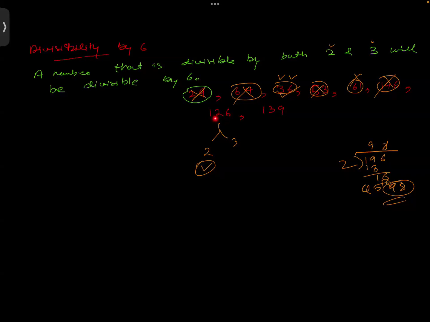Find out the sum of the digits of 126. Is it divisible by 9? Yes, it's divisible by 9. 7, 8, 9, exactly. So it is divisible by 3 also. So both the conditions are satisfied.